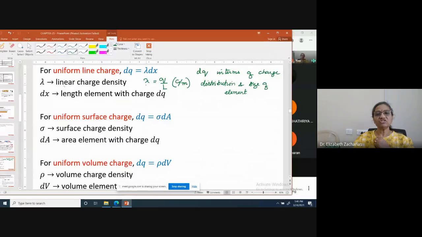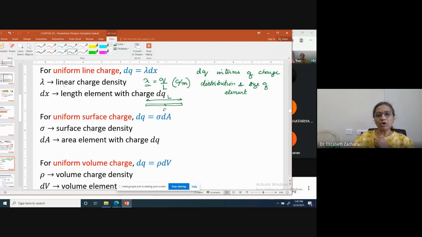Okay, so this is the charge distribution. Now I have to write dq in terms of this. Let us say that I have an object which is lying along the x-axis and I take a small element. Let the length of this object be L. Let the total charge be Q. So lambda is Q by L.